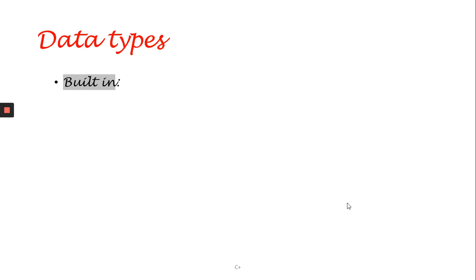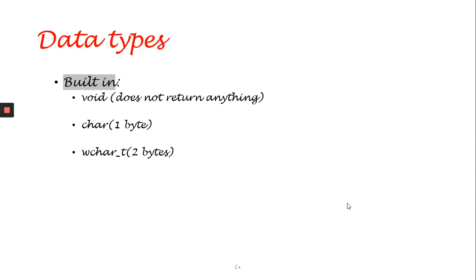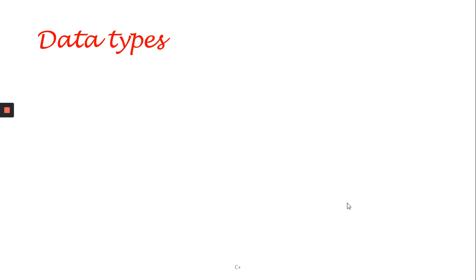Now moving on in detail, the built-in data types: void, that does not return anything; character, there is a character type of data, and the storage space used is 1 byte. Then in wchar_t we have 2 bytes, and in integer we use 4 bytes of memory locations to store integer numbers. In float we use 4 bytes of memory locations to store decimal point numbers, and in bool we can store either true or false.